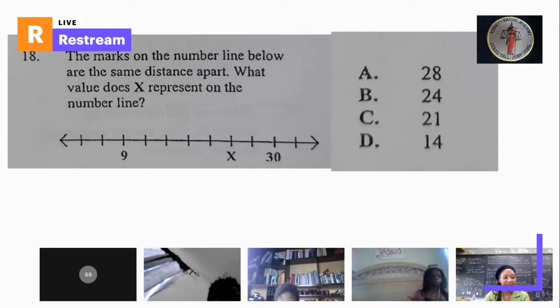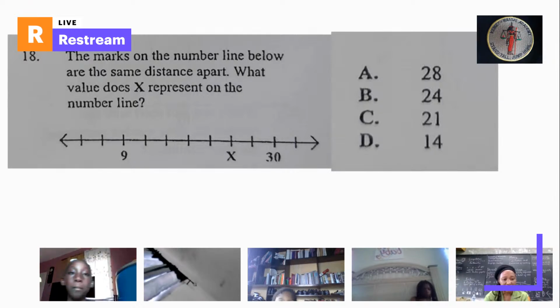So starting here, we're going up by 3. Are we? Starting where we're going up by 3? Miss, at the start of the number line. Here? Yes, Miss. 3, 6, 9, 12, 15, 18, 21, 24, 27, 30. So this is 24.